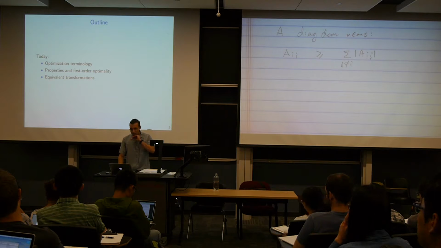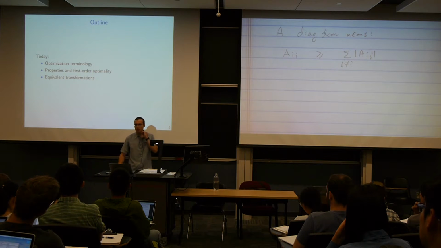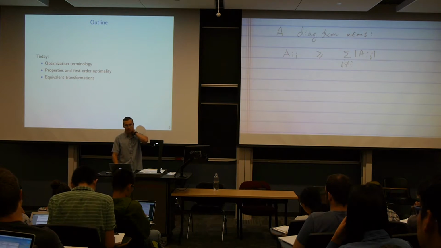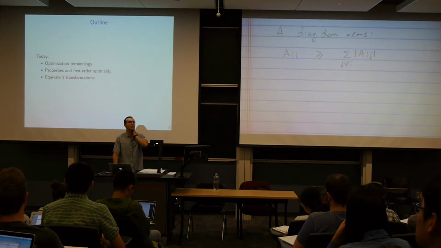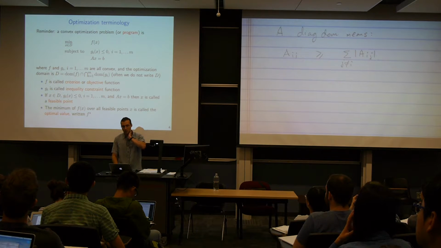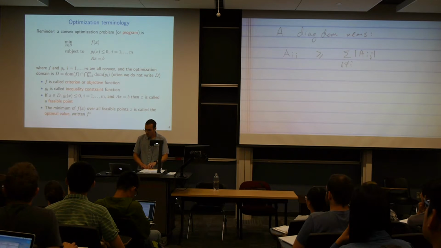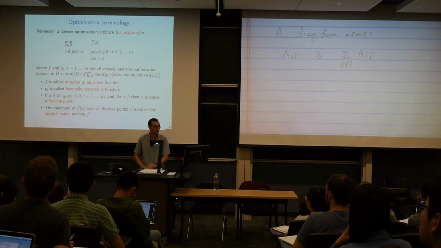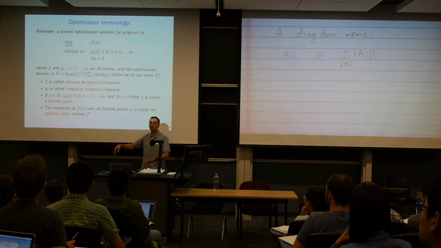OK, today we're going to learn optimization terminology, properties of optimization problems, first-order optimality conditions, and then some equivalent transformations. So things you can do to optimization problems that don't change their solution, basically. I think you have to have seen or used this stuff, but I often start saying things halfway through the course, and I'm not sure I've ever told people what the criterion or objective function is. So this is just a list to make sure we're all on the same page from now on.